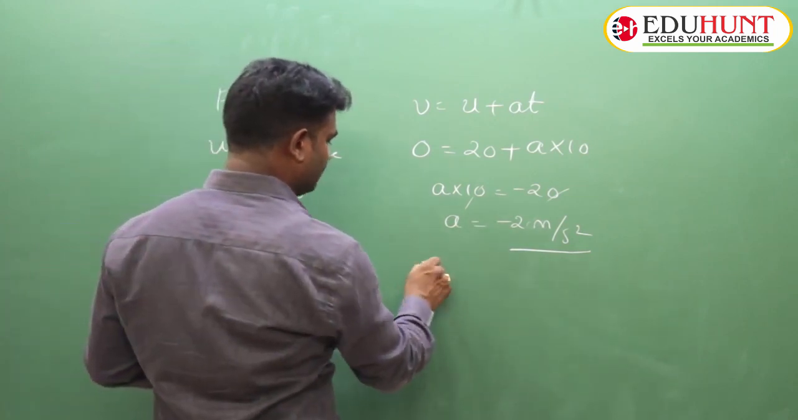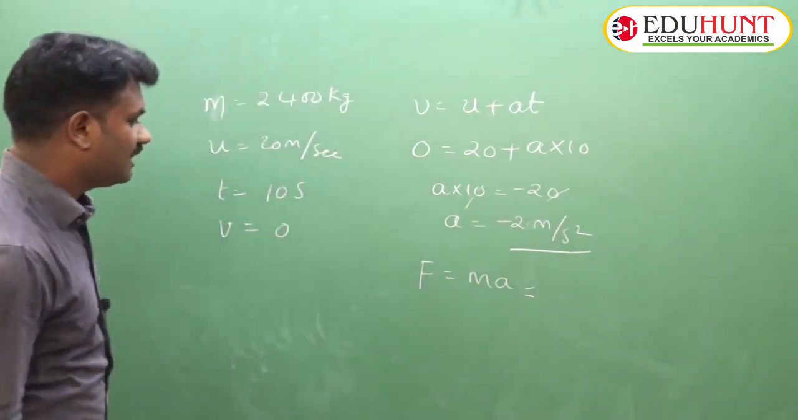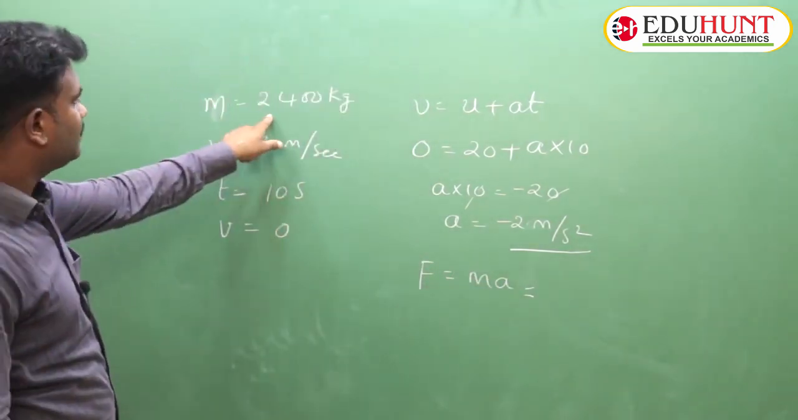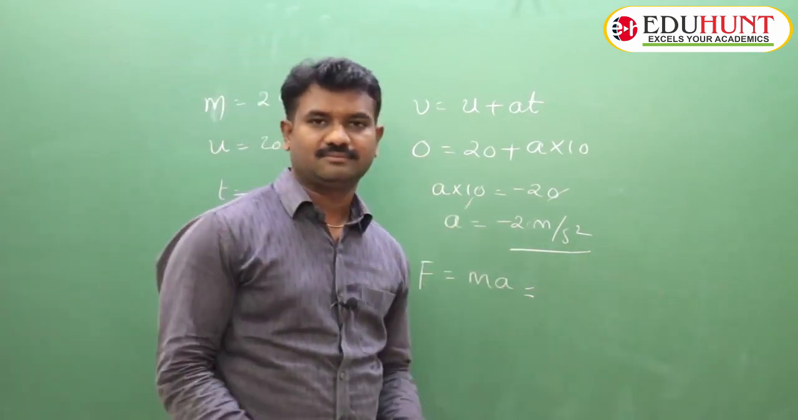So now what is our force? F is equal to m into a, where mass is 2400, a is 2, so 2400 into 2, that's all.